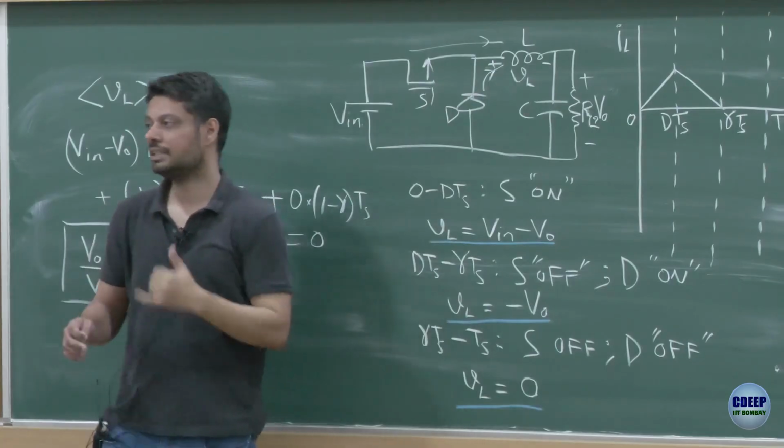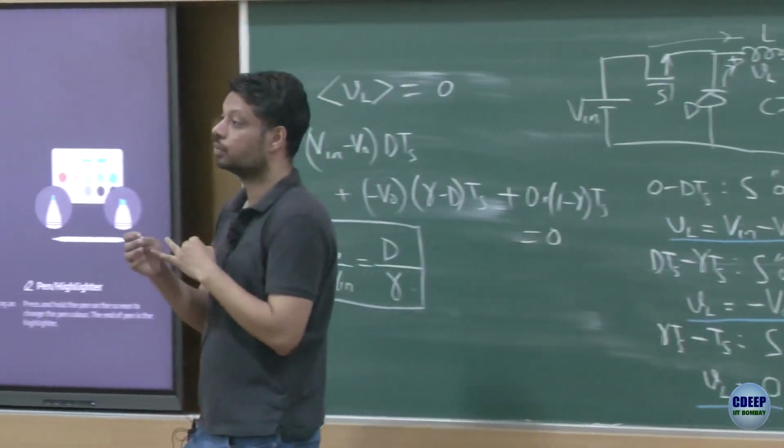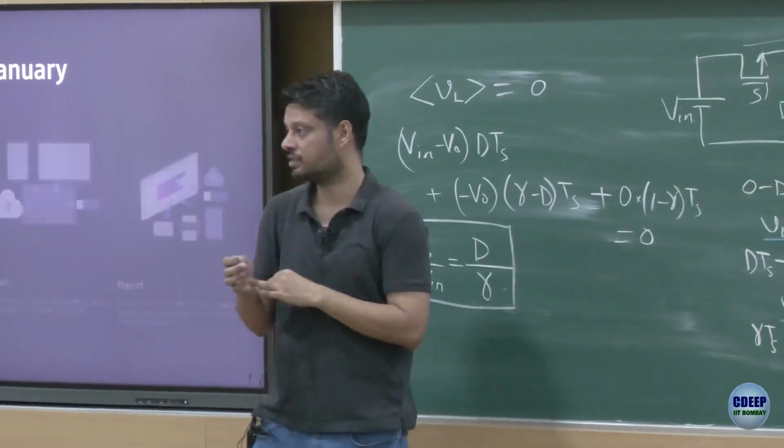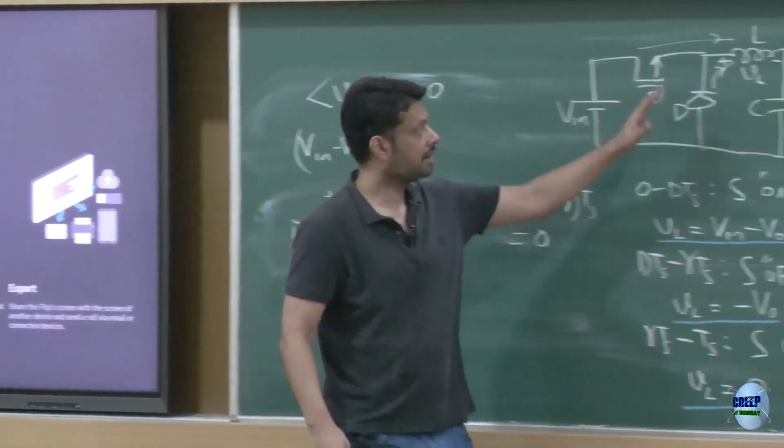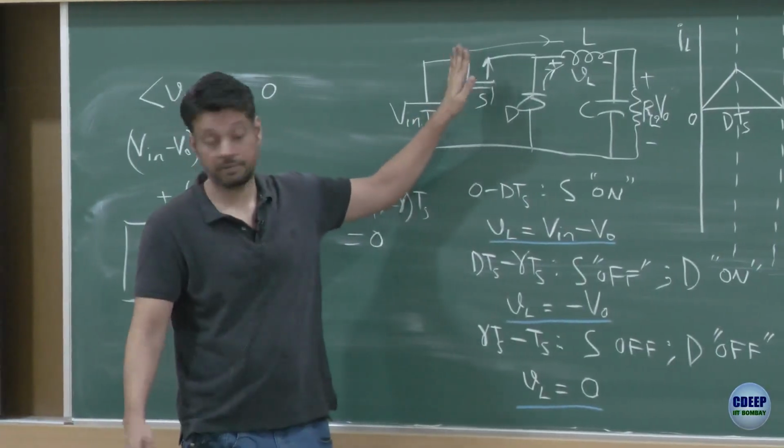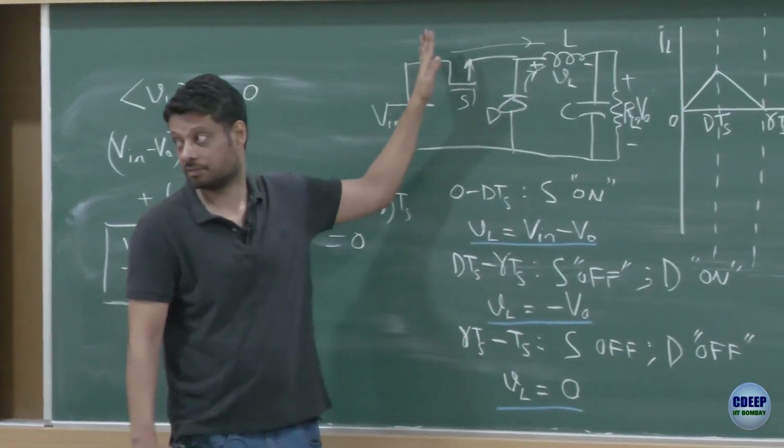Now what can happen? Three things can happen. Inductor current can go negative, inductor current remains 0, or inductor current can again become positive. Can inductor current become positive? This switch is not on, this is still off.